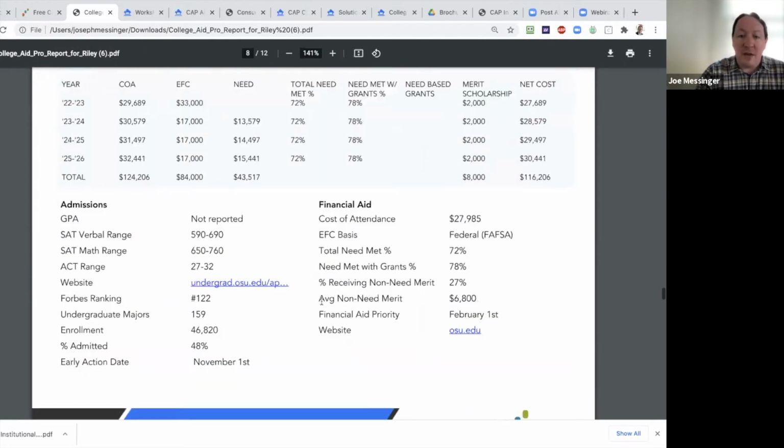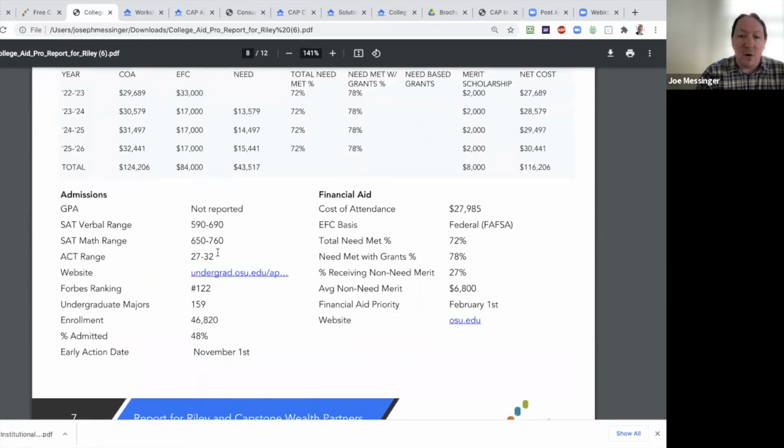We also want you to understand their business model. How do the academics work? What does it take to get in? What's their middle 50%, is what we report here. This helps you understand where most schools qualify students for merit scholarship based on their academics, right?